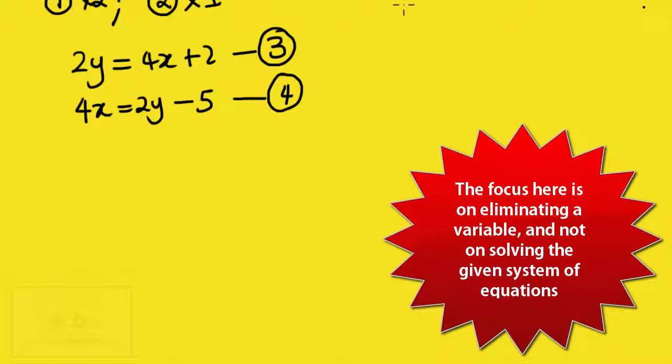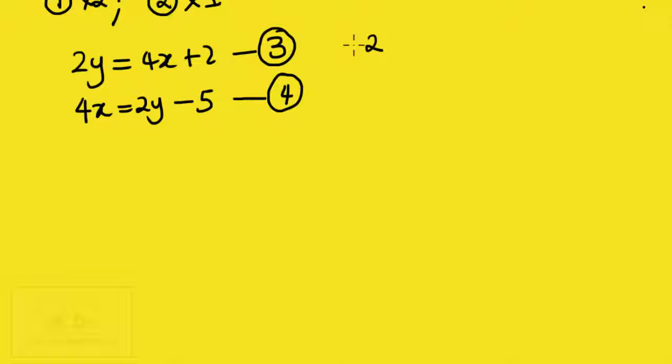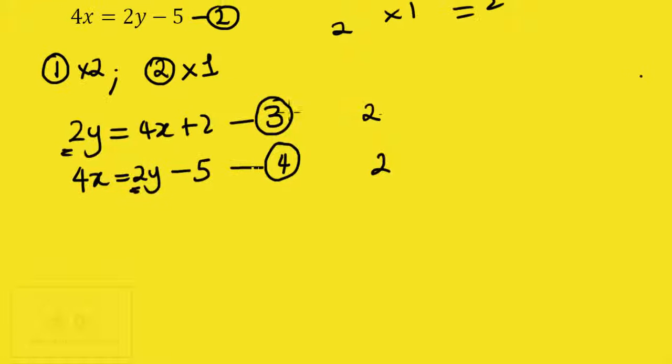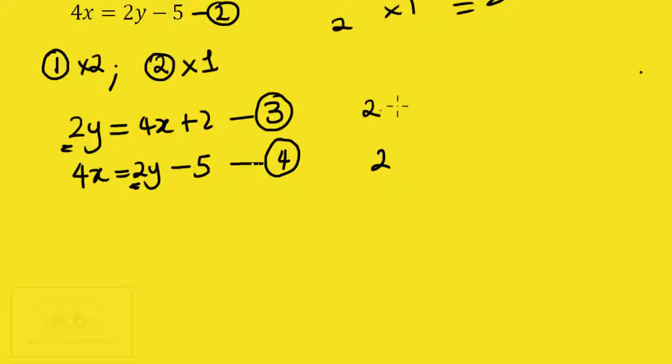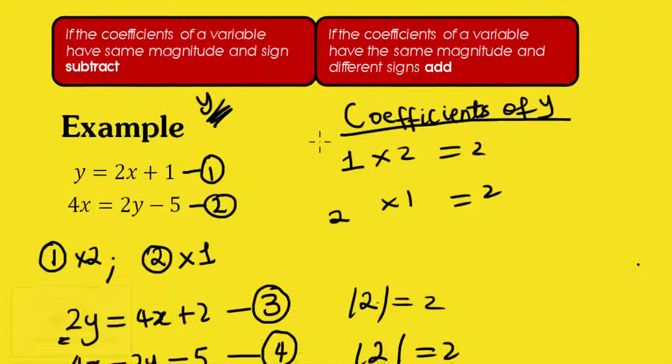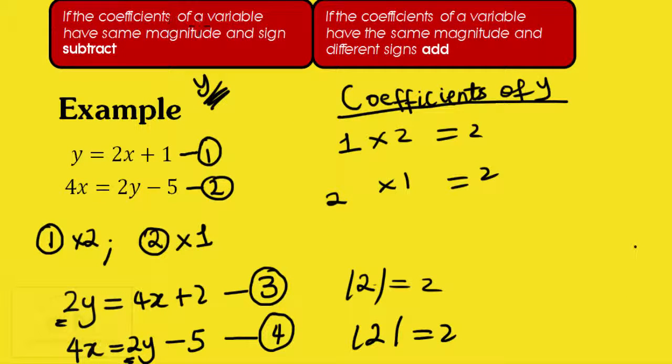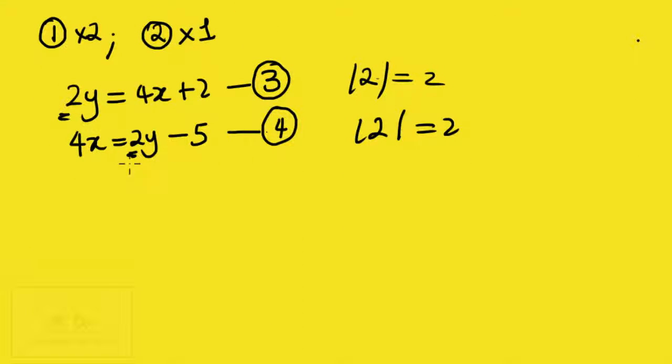Now, if we evaluate the current equations 3 and 4, the coefficient of y in equation 3 is 2, and the coefficient of y in equation 4 is 2 as well. So we jumped to the rule, which says that if the coefficients of a variable being eliminated have the same magnitude, which they do now, and the same sign, subtract. They do have the same signs, but this is where we went wrong.